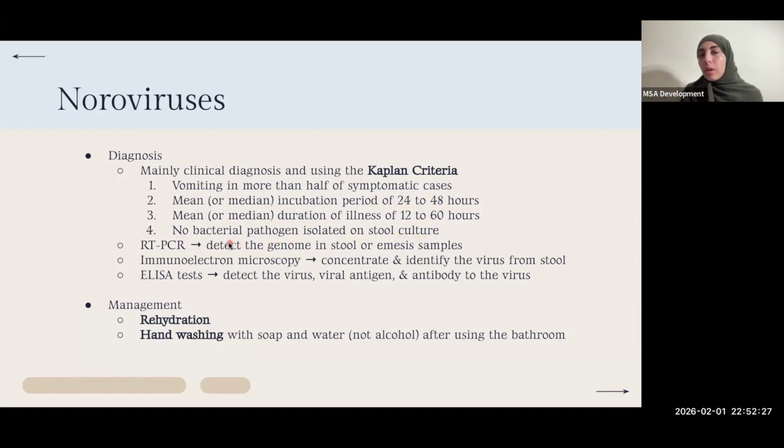Okay, which makes sense. This is a virus. You wouldn't see anything significant on the culture. The culture would be negative. So this is Kaplan criteria to diagnose norovirus.